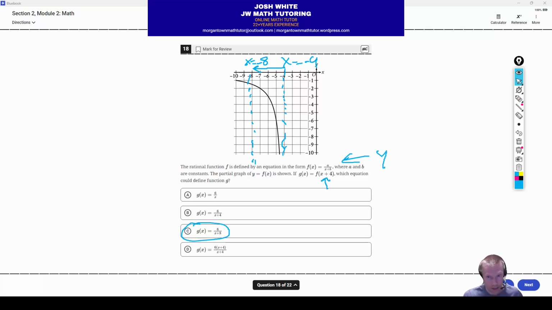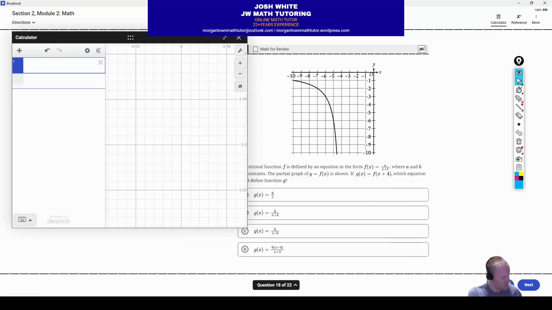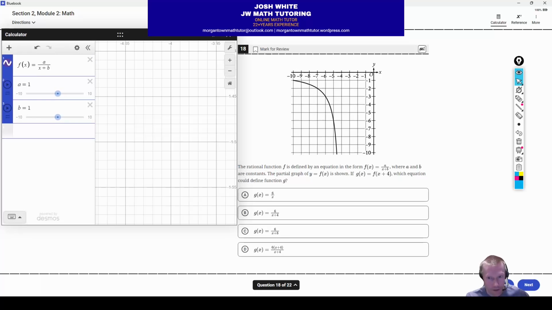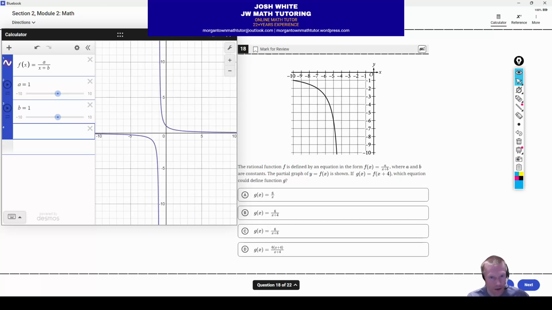Finally, you could also technically go to Desmos and just fool around with it. What I mean by that is, we type in the original function, f of x. So let's do a plus b. Let's do sliders initially for all. And just zoom out. Okay, so we have a picture that looks like this.